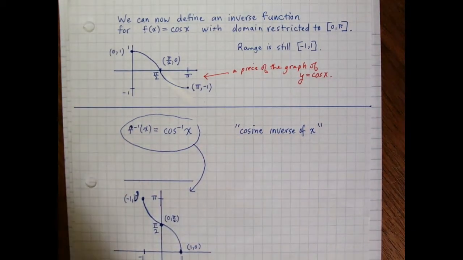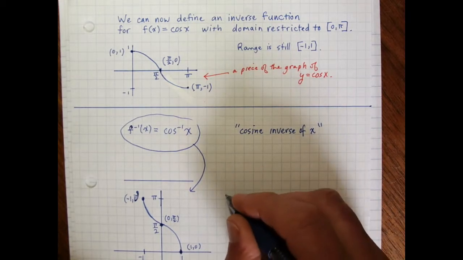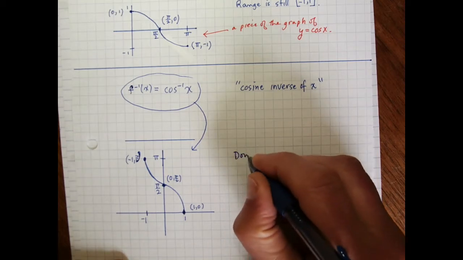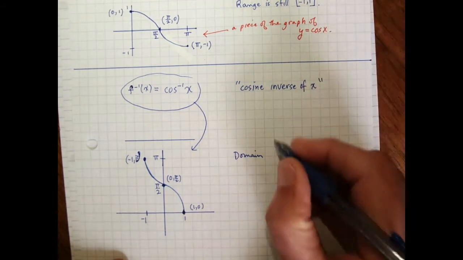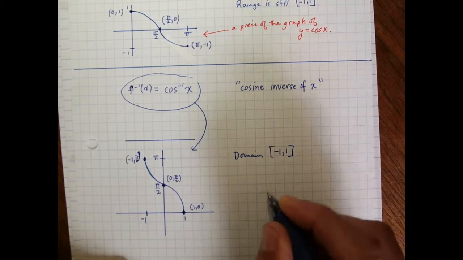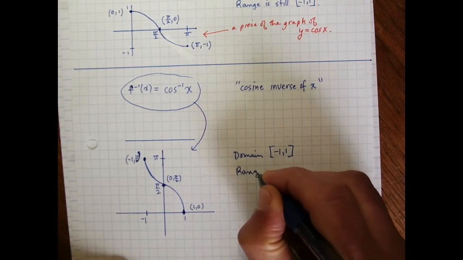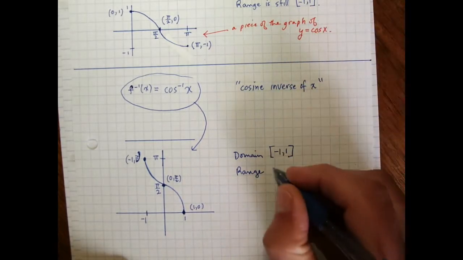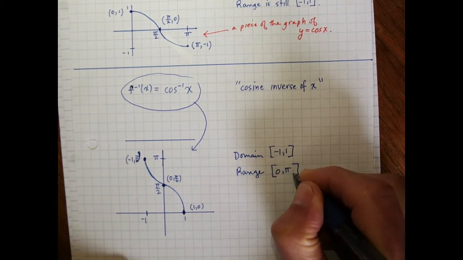There's the graph. And now, what's the domain and range of this function? The domain of the inverse is the same as the range of the function we worked from. So the domain of the inverse is -1 to 1 with square brackets. The range of the inverse is the same as the restricted domain of the original function. So that's the interval from 0 to pi.